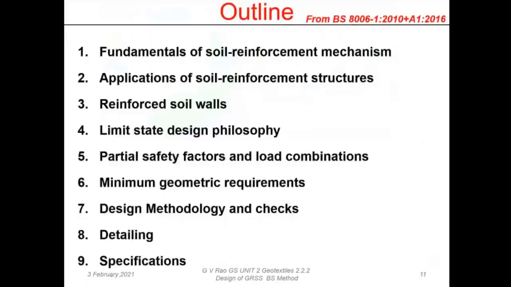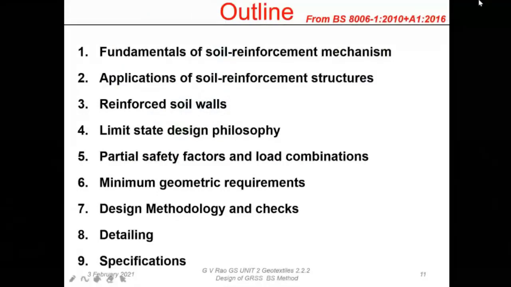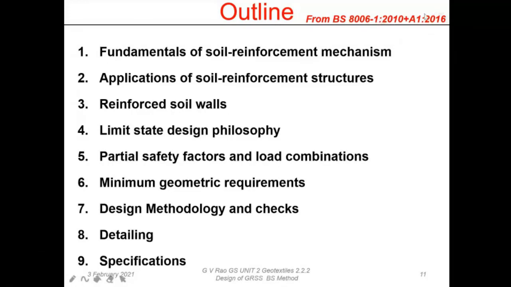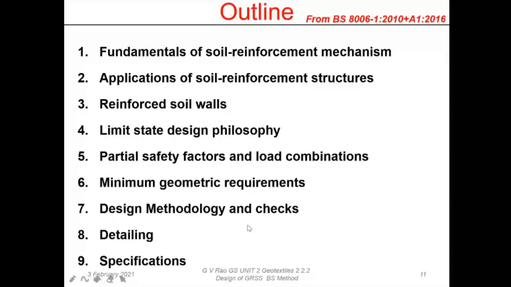So from the British Standard code now, we are going to refer initially, of course, to the first edition itself, that is 1994, and then see what more changes occurred up till 2016. They may not be so relevant to you, but the very fact that it is divided into 8 or 9 aspects: fundamentals of soil reinforcement mechanism, applications of soil reinforced structures, reinforced soil walls, limit state philosophy, partial safety factors and load combinations, minimum geometry requirements, design methodology and checks, detailing specifications. Actually, it reads like a book. It's very interesting for you to read. It's easy to read also.